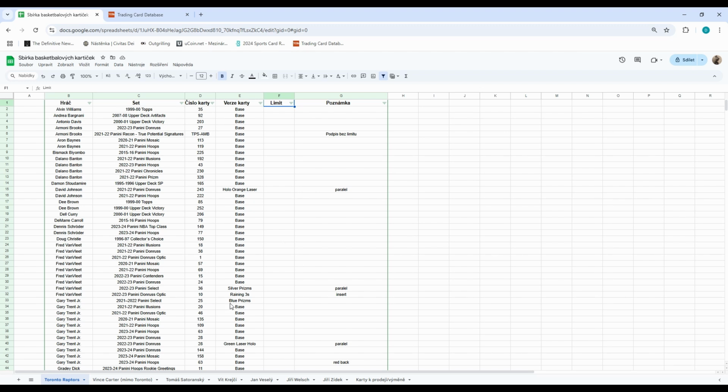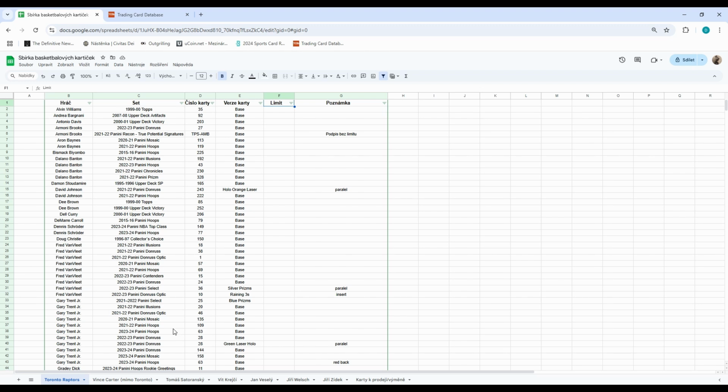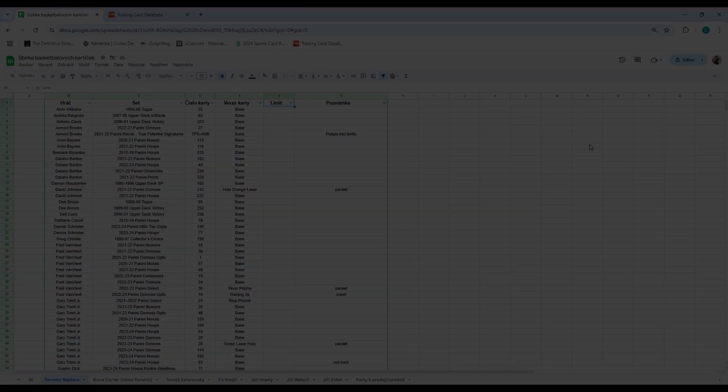Except the Raptors table, for example, in my Satoransky sheet, I can also filter the teams. It's quite clear thanks to the fact that I have it sorted by players' names, Toronto Raptors, because for the others it's not necessary. Also, this is the reason why I have my collection sorted in alphabetical order, but on the other hand it's difficult to track what I'm missing in the collection. Therefore I was forced to look for another solution.